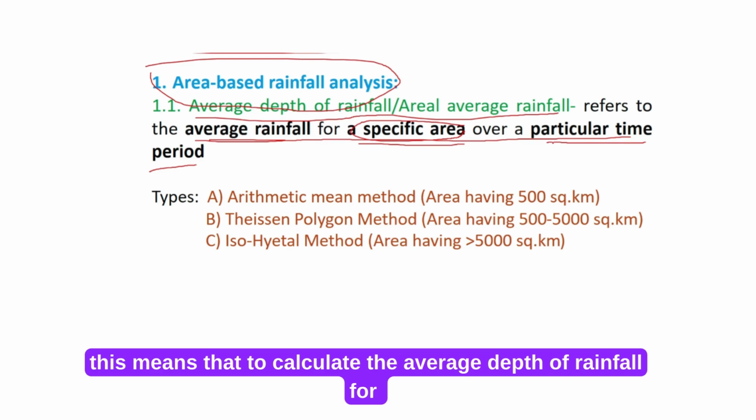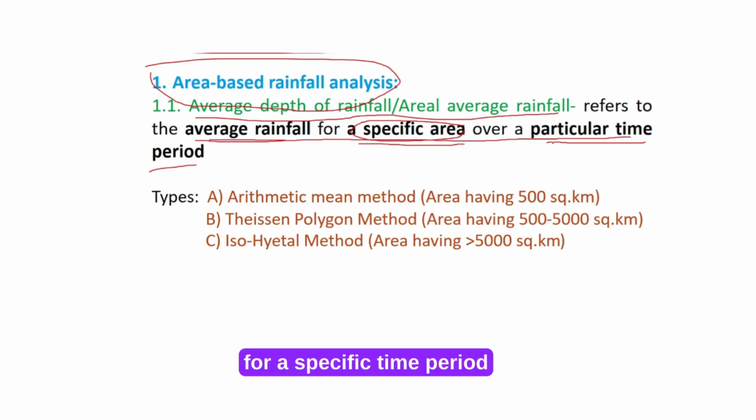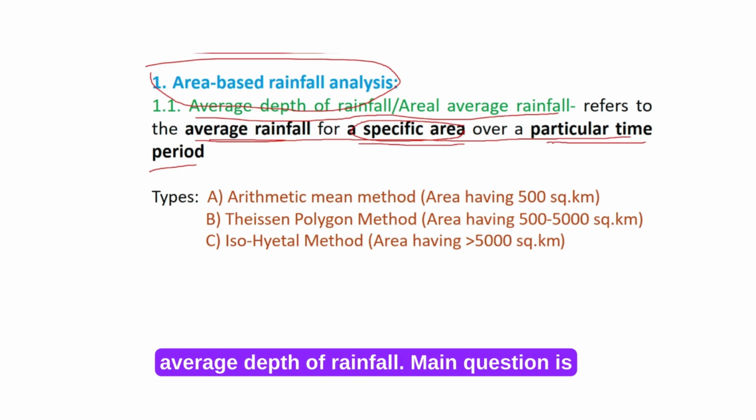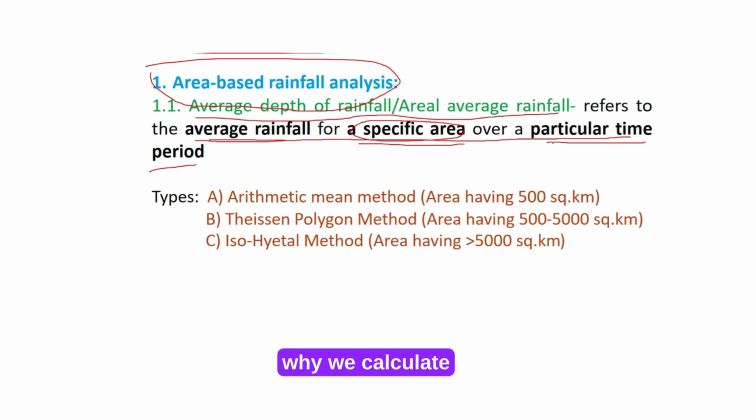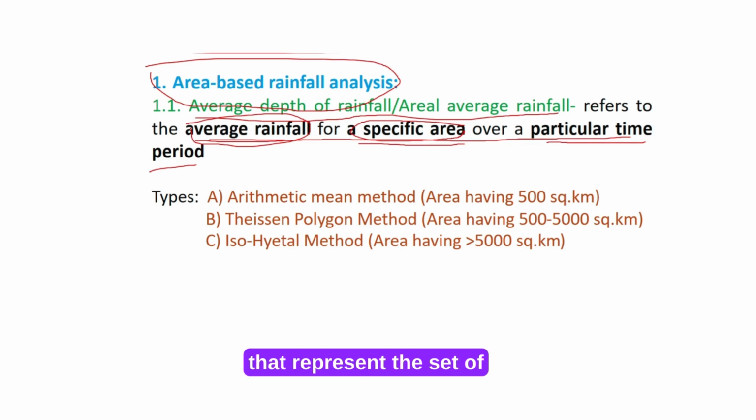This means that to calculate the average depth of rainfall for a particular region, we need to collect the data for a specific time period over which we want to compute the average depth of rainfall. Main question is why we calculate average, or what is average. I hope you already know average is the central value that represents the set of data. Here data means rainfall of multiple stations.